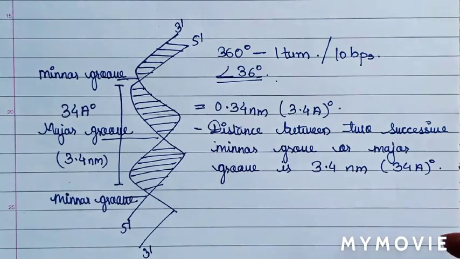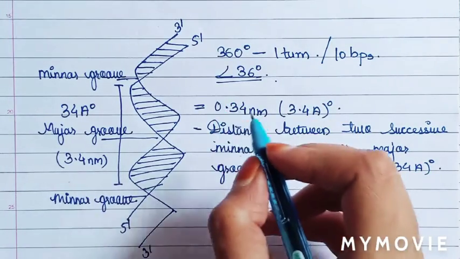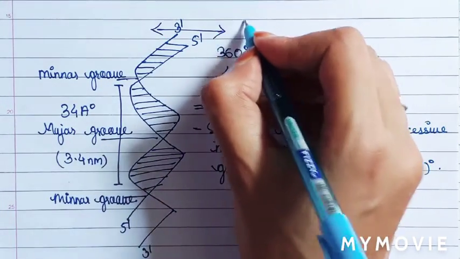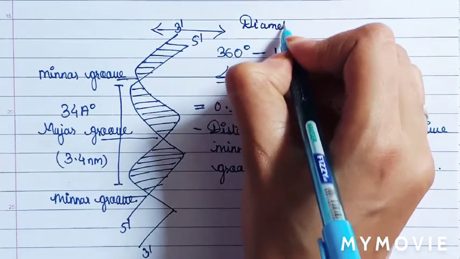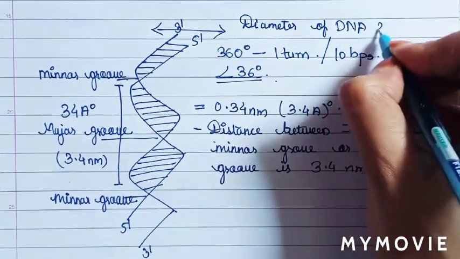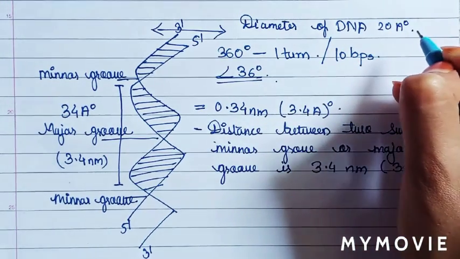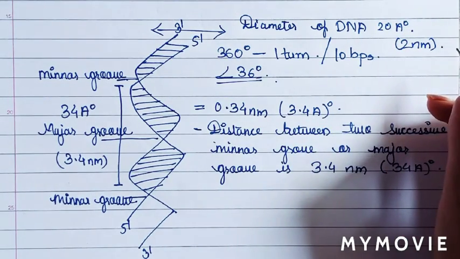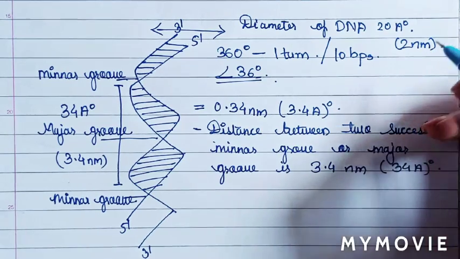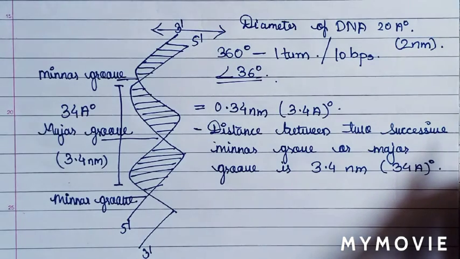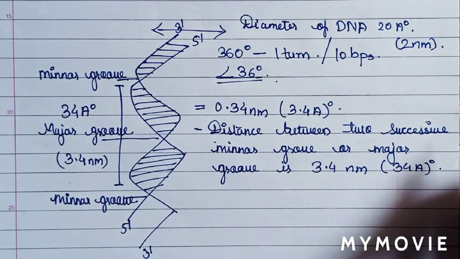Now this is about the DNA strand given by Watson and Crick, and the distance between two strands, meaning the diameter of DNA, is 20 angstrom. If we talk about nanometer, then it is 2 nanometer. The distance between two strands or the diameter of DNA is 2 nanometer. So this is the structure of DNA given by Watson and Crick. In the next video we are going to talk about the types of DNA, that is A-DNA, B-DNA, C-DNA, D-DNA and Z-DNA.